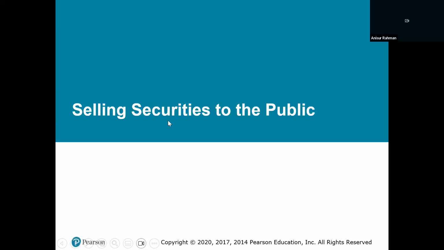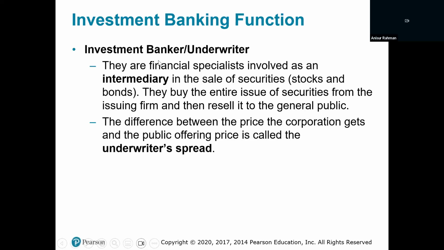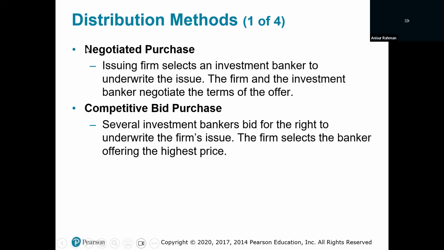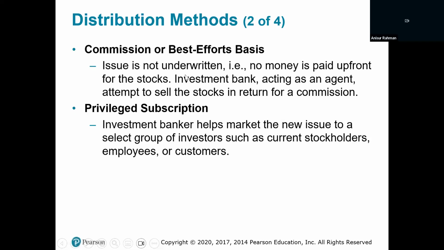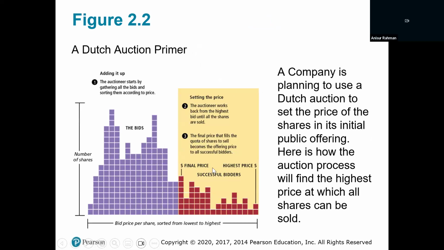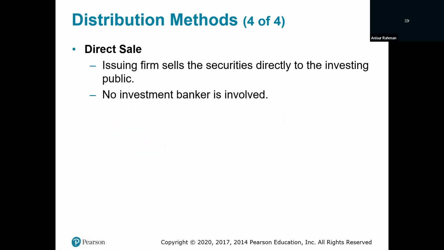Now, selling securities to the public, who is an investment banker, underwriter, what is underwriter's spread, what is underwriting, distributing, advising, negotiated purchase, competitive bid purchase, commission or best efforts basis, privileged subscription. What is a Dutch auction? So this picture I went over in the class. What is a direct sale?